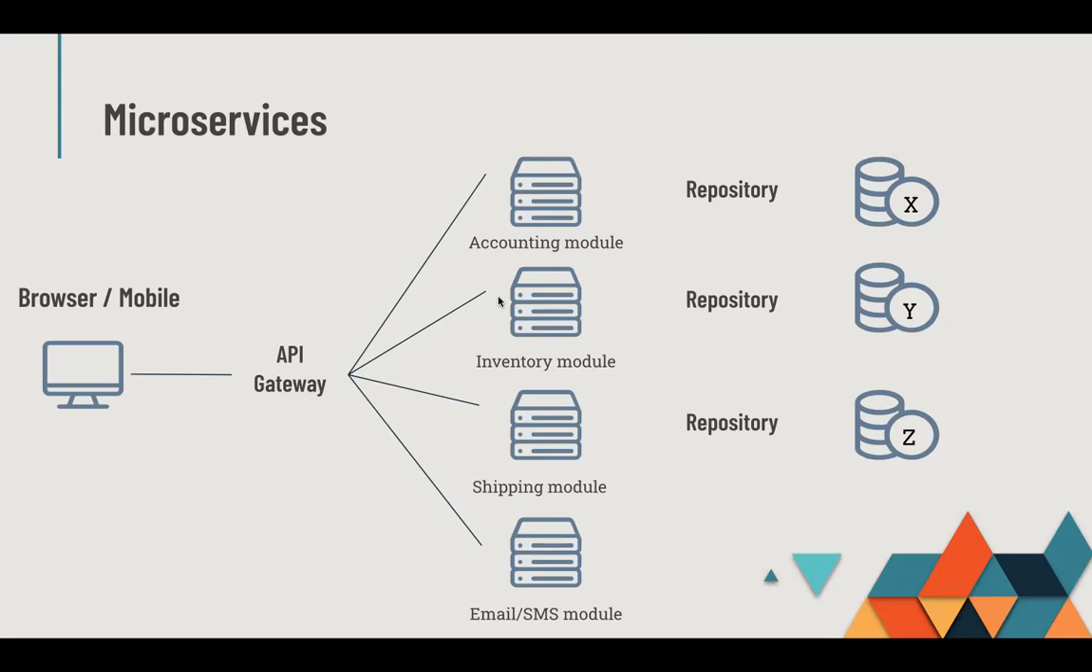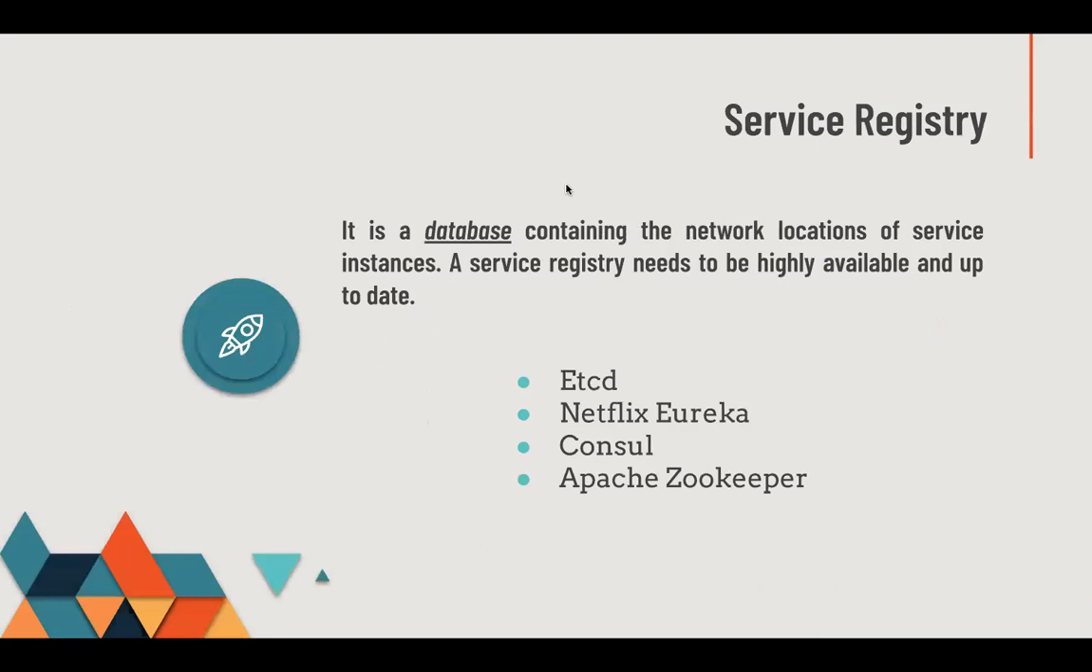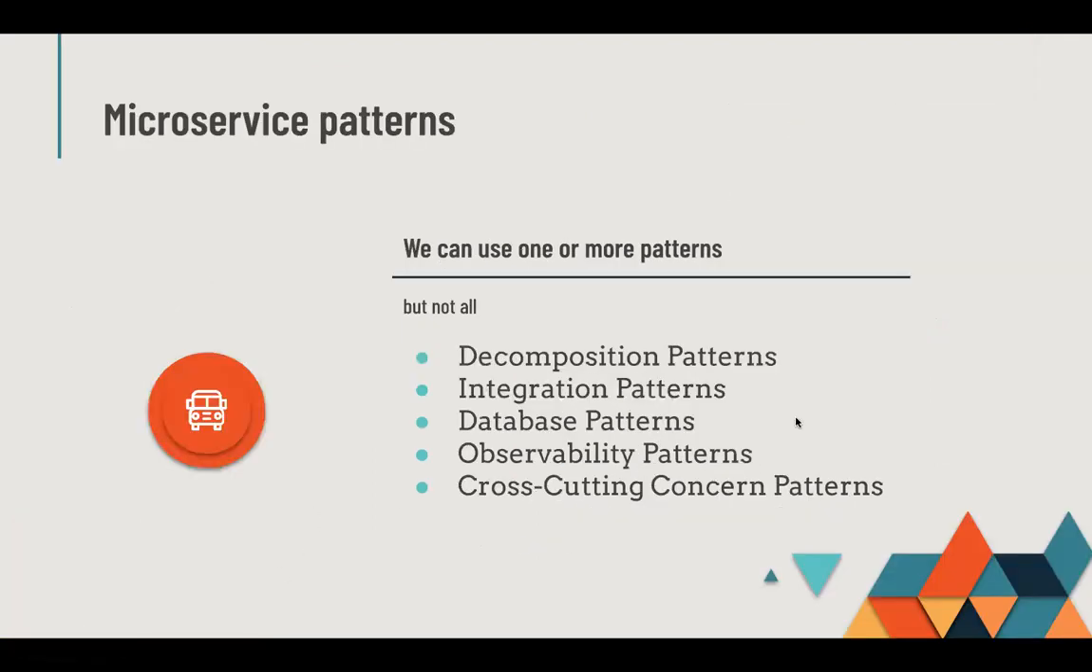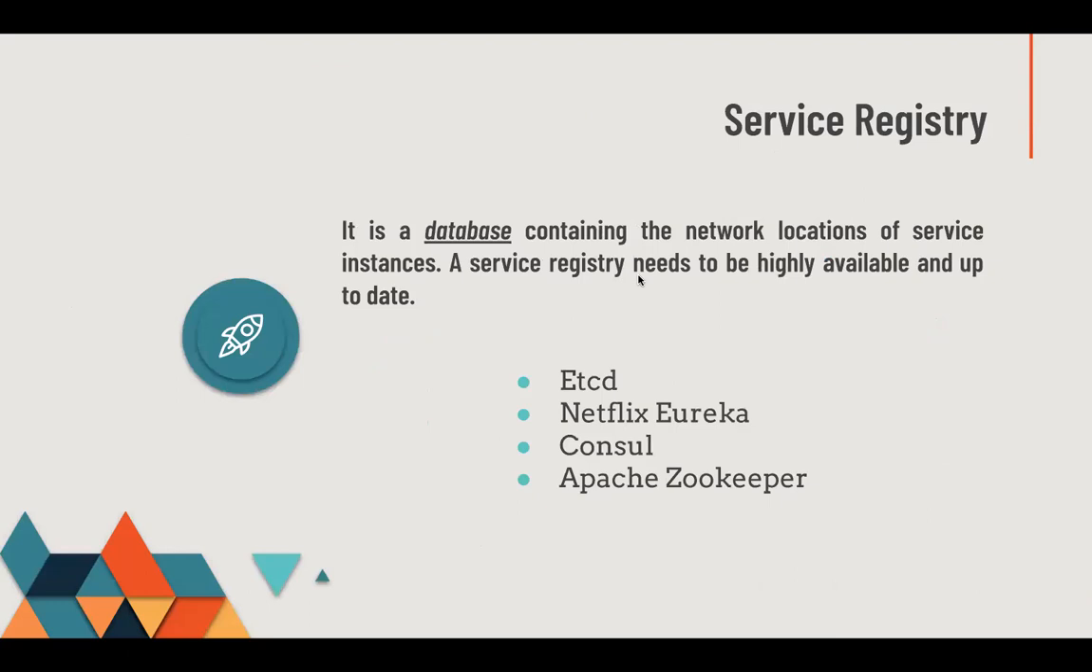When scaling up and scaling down is happening, we need to know what services are available, how many of them are available, what their addresses are, and how we are going to communicate with them. To fulfill that, we have another supporting service. We call it, as I mentioned in the cross-cutting concern patterns, a service registry.